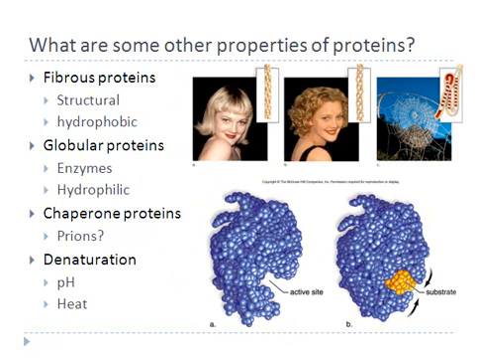Now, some other properties of proteins. Some proteins are fibrous, which means that they are structural, and these are going to be hydrophobic. Structural proteins are going to be present in your nails or your skin or your hair, and these are giving you the structural appearance, and they're definitely not water soluble. However, the globular proteins are water soluble, and these are your enzymes, and they are called hydrophilic.